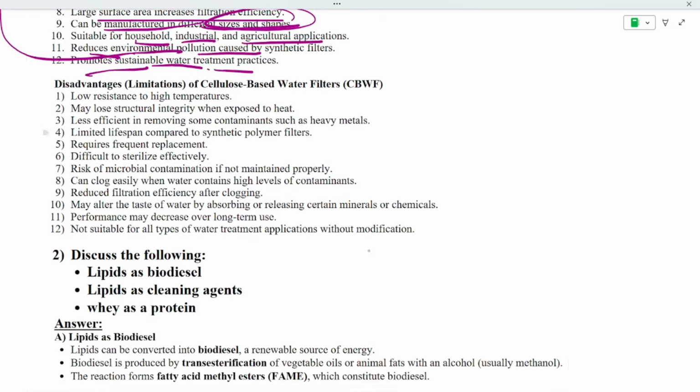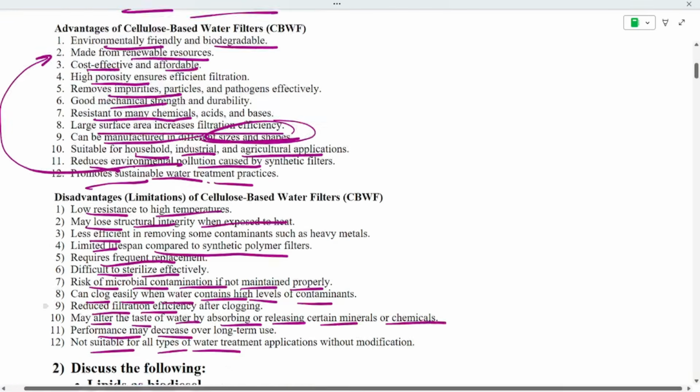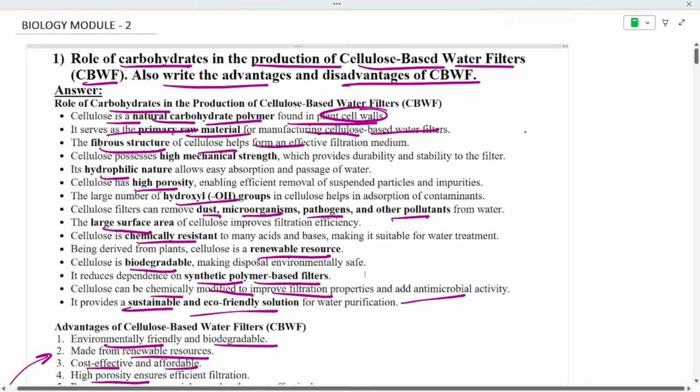What are the disadvantages? See, low resistance to high temperature, may lose structural integrity when exposed to heat, less efficient, limited lifespan compared to synthetic polymer filters, and requires frequent replacement. It is difficult to sterilize effectively, with risk of microbial contamination if not maintained properly. It can clog easily when water contains high levels of contaminants, which reduces the filtration efficiency. It may alter the taste of water by absorbing or releasing certain materials or chemicals, and performance may decrease. It is not suitable for all types of water treatment applications. That was all about the CBWF. It is also one of the important questions, so I have put it as the first question.